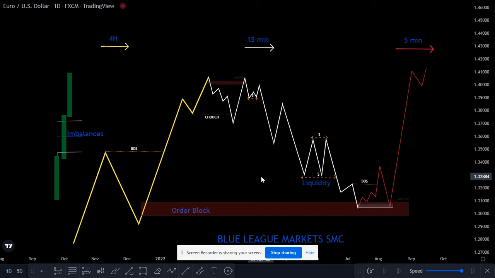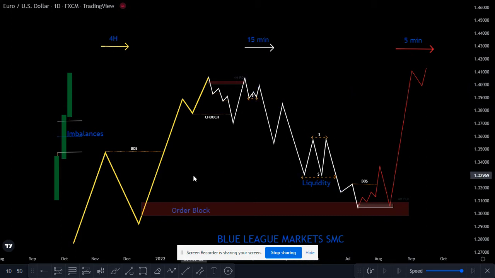So in this picture, as you can see, we'll take the yellow line as our 4 hour, then we'll refer to our white line as our 15 minutes, then the red line will be our 5 minutes. So I'll explain using that.